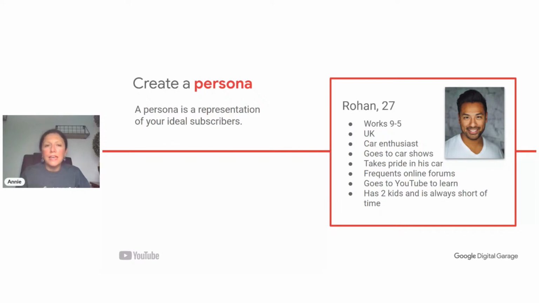Now, Rowan, he is 27 years old and he is in the UK. So we know where he's based and he's into cars. And all this information that we can see here can help us create content valuable for Rowan. And we also know that Rowan's got a very limited amount of time because he's got 2 children. So that might help us with the kind of content we want to create as well. So we might not want to be creating really long content for Rowan. He might be interested more in something short, sharp and snappy that really captures his imagination quickly, especially if he doesn't have a lot of time.